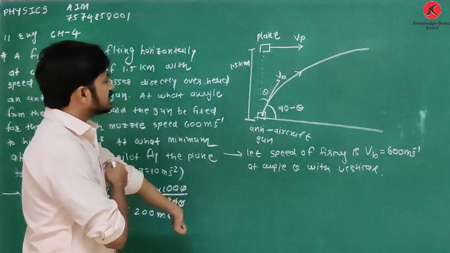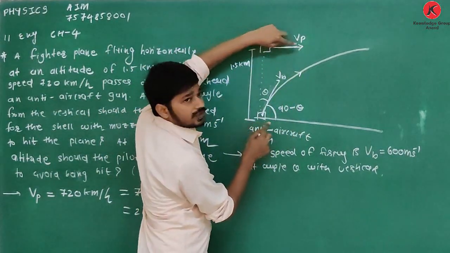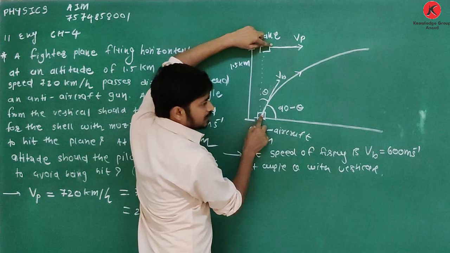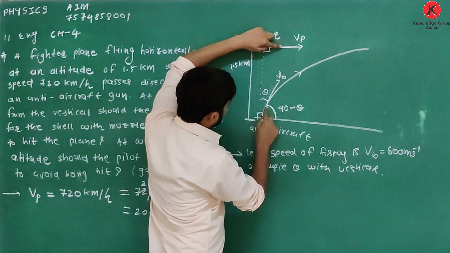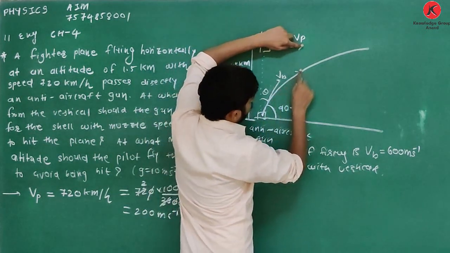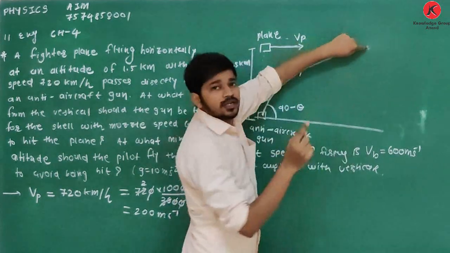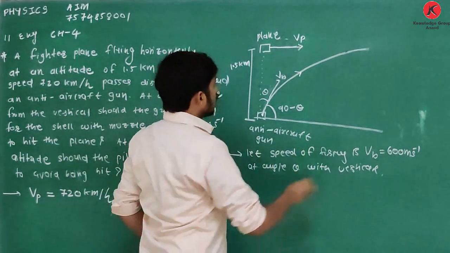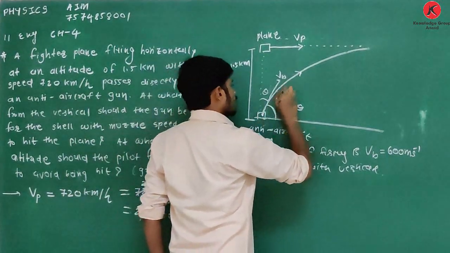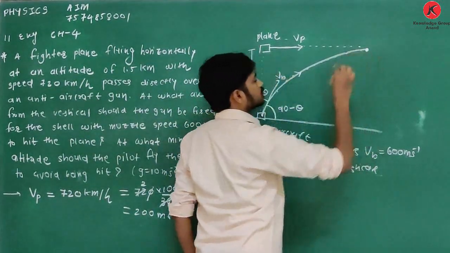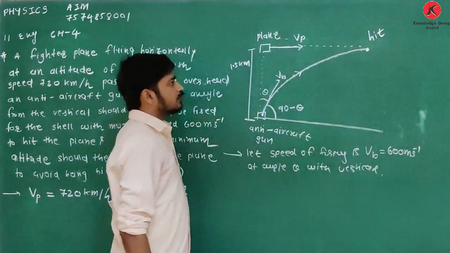Now how to find it? See, the plane is moving in this direction. At the same time, the anti-aircraft gun fires. So the plane is moving in this direction, the bullet is moving in this direction, the plane is moving, the bullet is moving. At this point they will hit. Yes or no? So at this point they will hit.